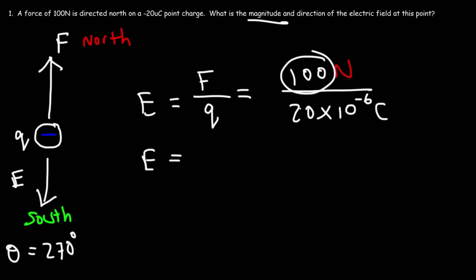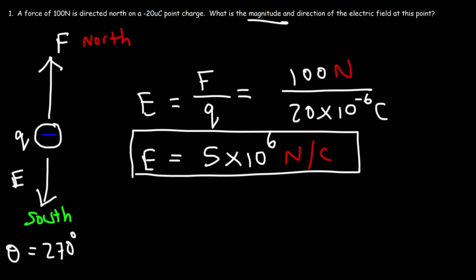We could divide 100 by 20. How many 20s would make up 100? That's going to be 5 20s. So 100 divided by 20 is 5. Now the 10 to the minus 6, if we move it to the top, the negative exponent will become a positive exponent. So the negative 6 will change to positive 6. And thus the answer is going to be 5 times 10 to the 6, and the units, newtons per coulomb. So that is the electric field that's acting on this negative charge.